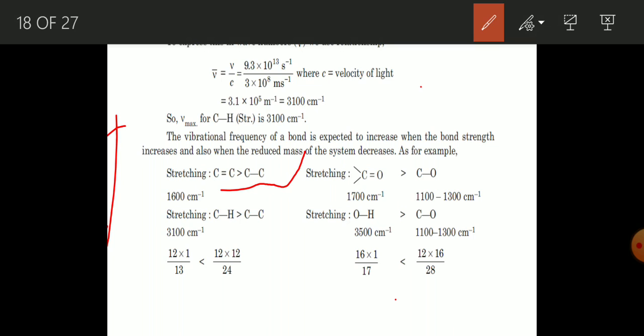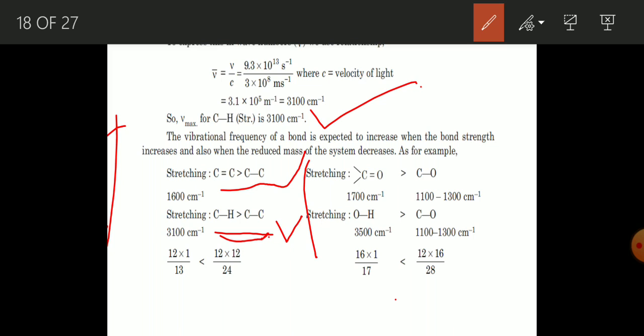The second example: the stretching frequency of CH is greater than C single bond C. The force constant is the same, but the reduced mass of C single bond C is more. That's why the vibrational frequency of C single bond C is very less when compared to the CH bond. The CH bond stretching frequency we already calculated as 3100. The reduced mass is less in the CH molecule.